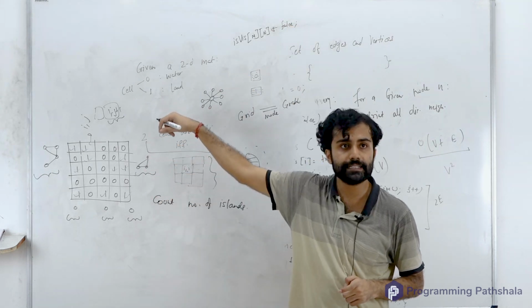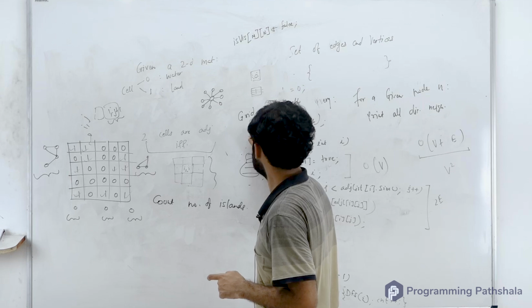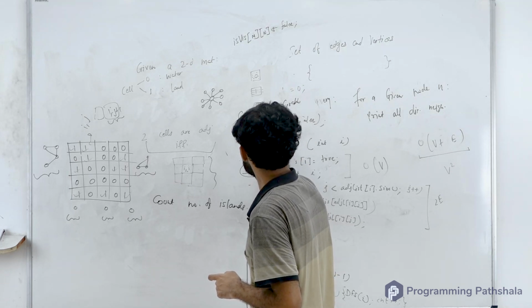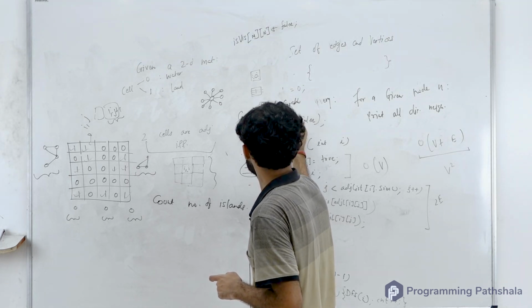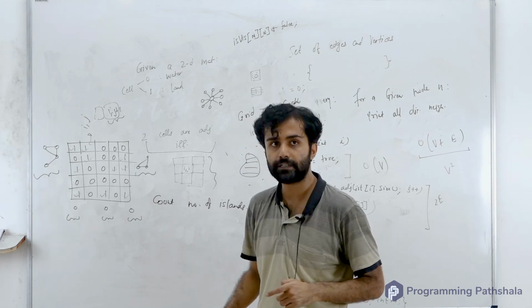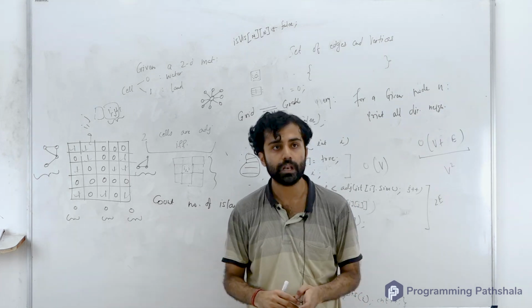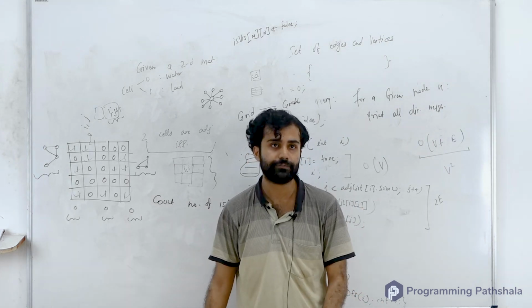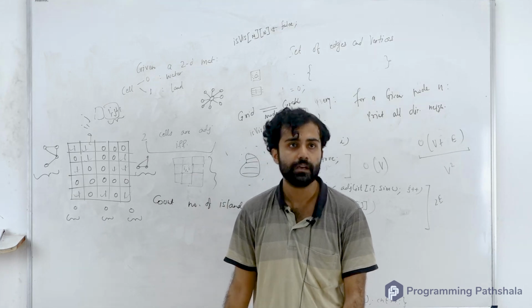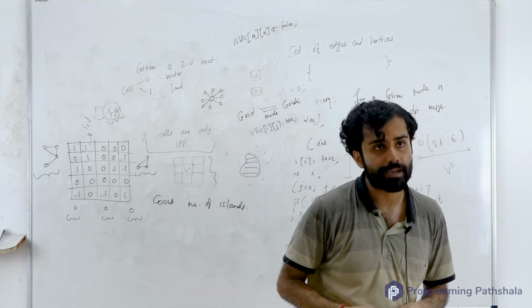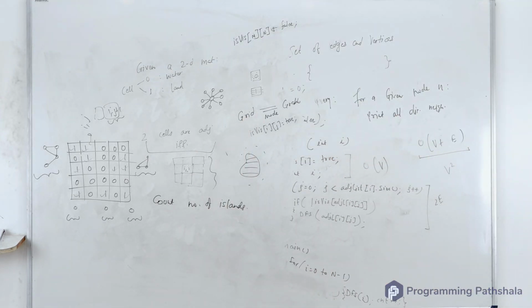And the moment you visit a cell i, j, you should convert isVisited of i, j to true, and then you call all the direct linkages of it in all the possible 8 directions. So this is one simple way that you can always do to get your job done.